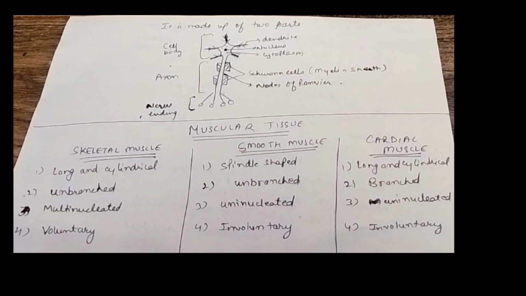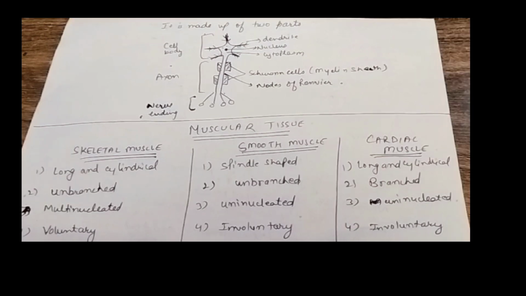If we see the structure of a neuron, it is made up of mainly two parts, the cell body and the axon. The cell body contains the nucleus, cytoplasm and dendrites. Dendrites are the site from where signal transmission starts. And then there is the axon, which contains the myelin sheath and the nodes of Ranvier. At last is the nerve ending.